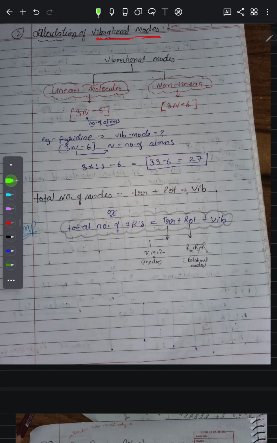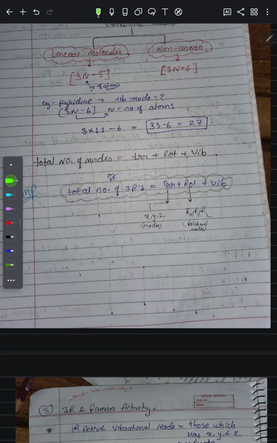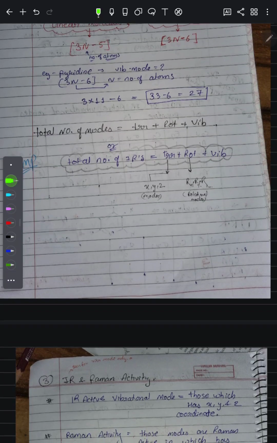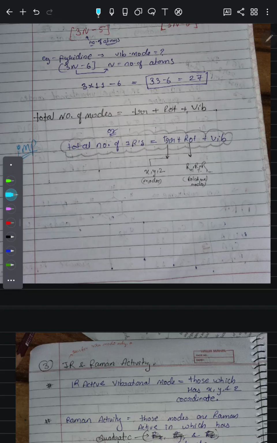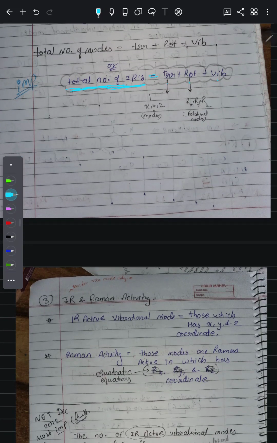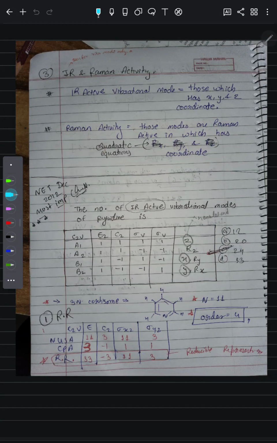According to the total number of modes, which are translational, rotational and vibrational, all three types of modes are present, and this gives the total number of irreducible representations. And this is important. Why? Because the total number is equal to translational plus rotational plus vibrational modes. All these values combine to form the total number of IRs.